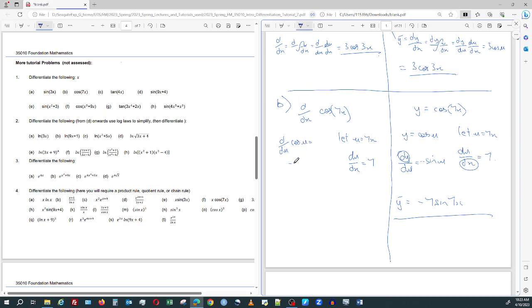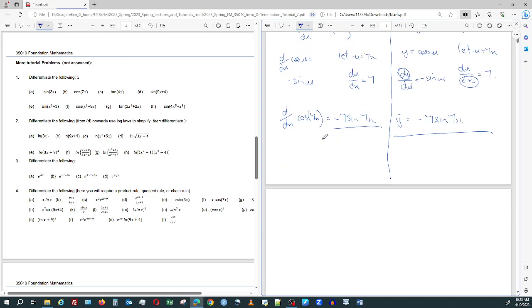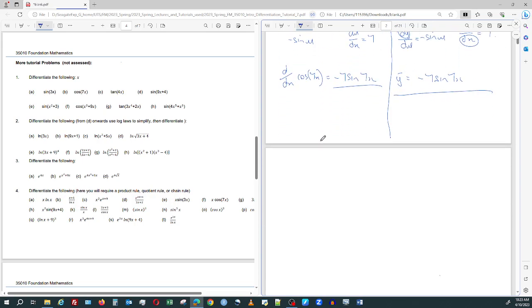Minus sine u. Putting the two together, we end up with d dx of cos 7x is equal to minus 7 sine 7x. Okay, just a subtle thing, but really worth understanding.